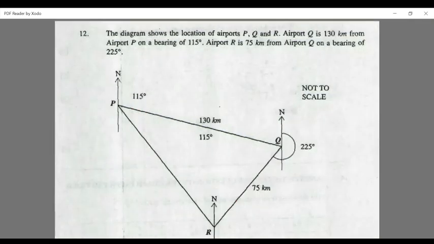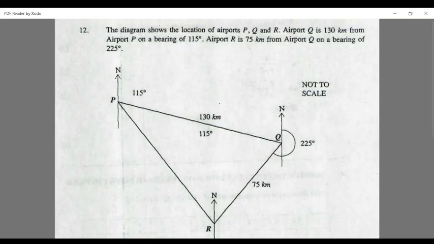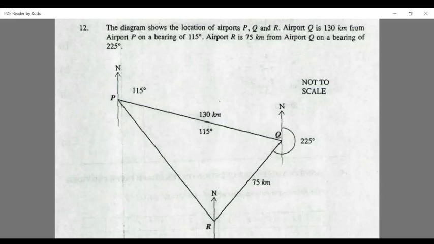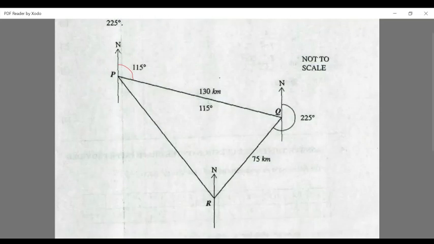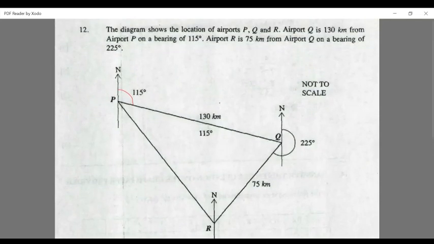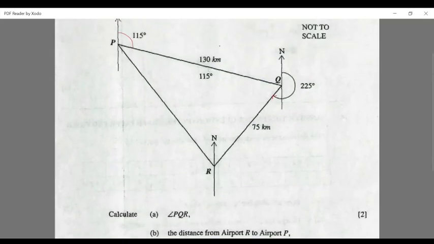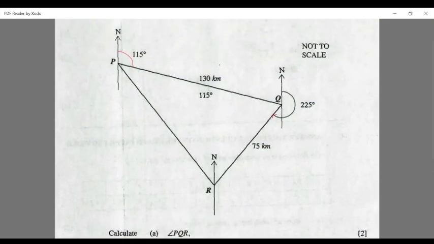So, the diagram shows the location of airports P, Q, and R. Airport Q is 130 kilometers from airport P on a bearing of 115, as shown here. Airport R is 75 kilometers from airport Q on a bearing of 225. So when they say from Q, this is the point of the angle. So the angle comes from north to the line in which it's connected to R. So this angle is similar to what was mentioned here from airport P. So it's now just to compute PQR, meaning find this angle.